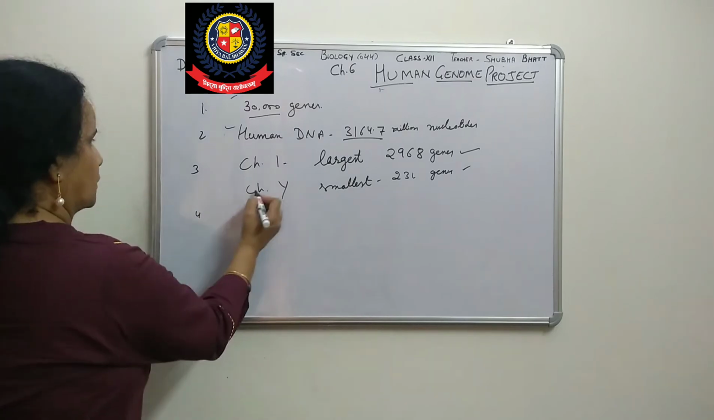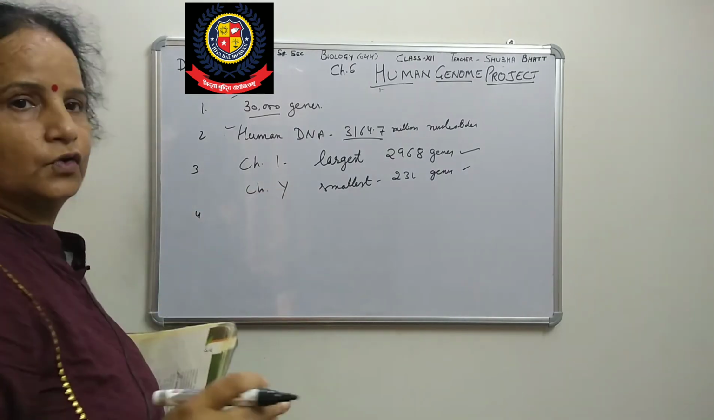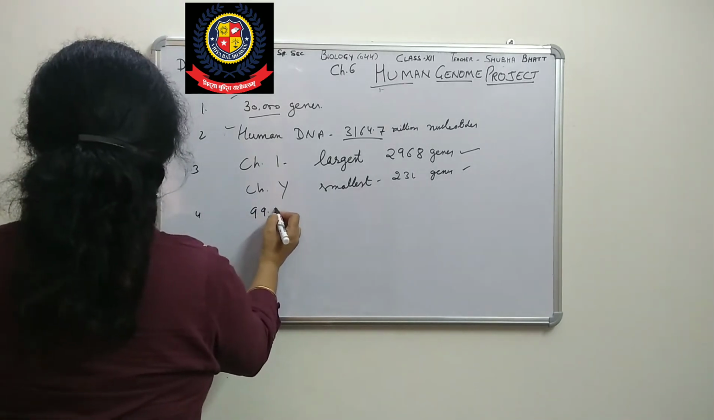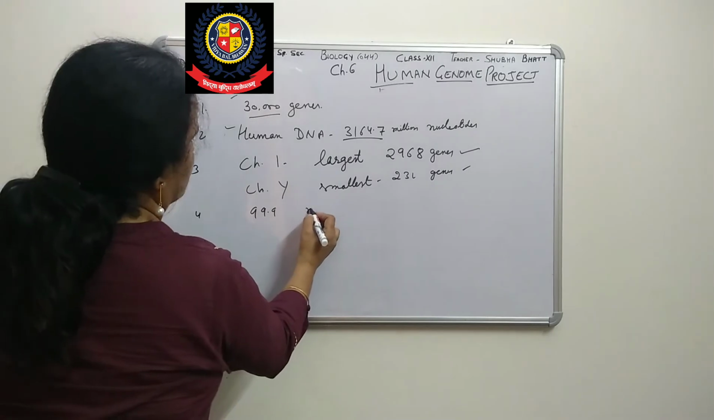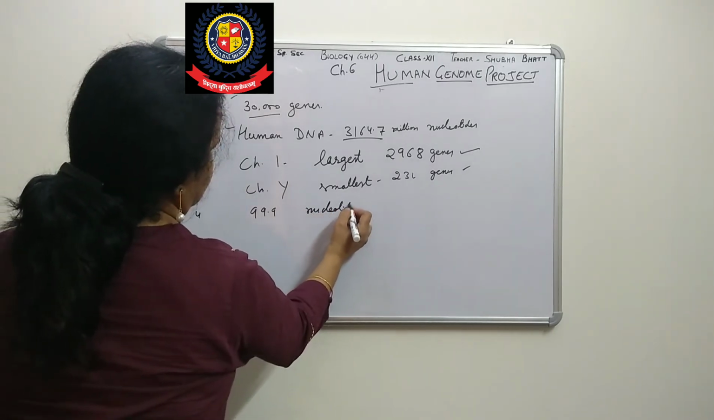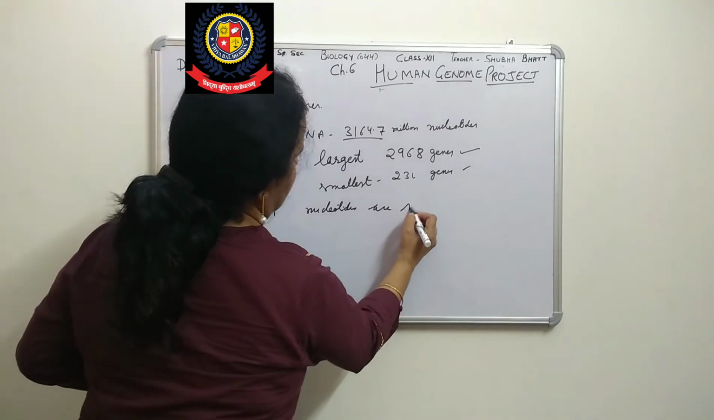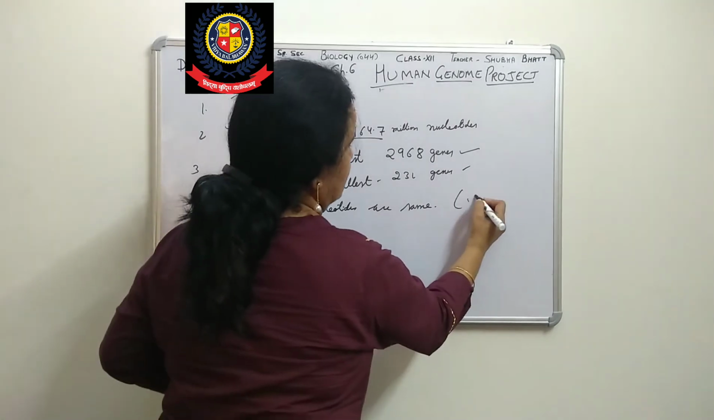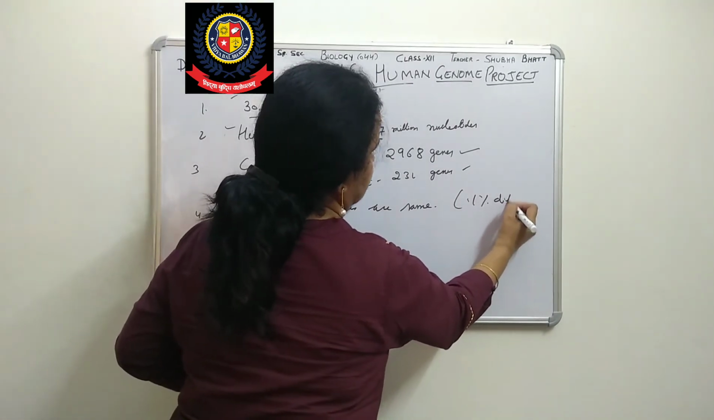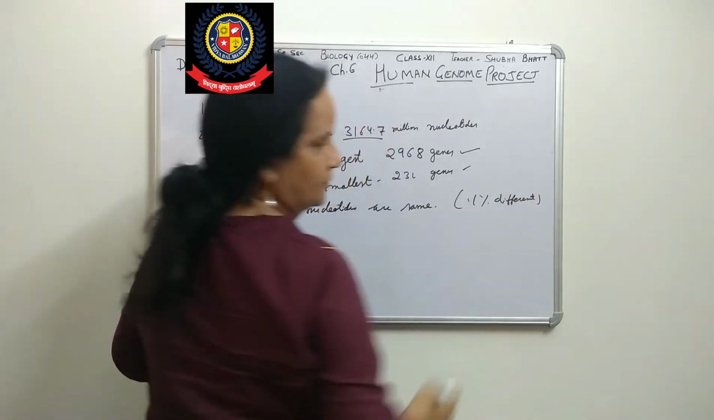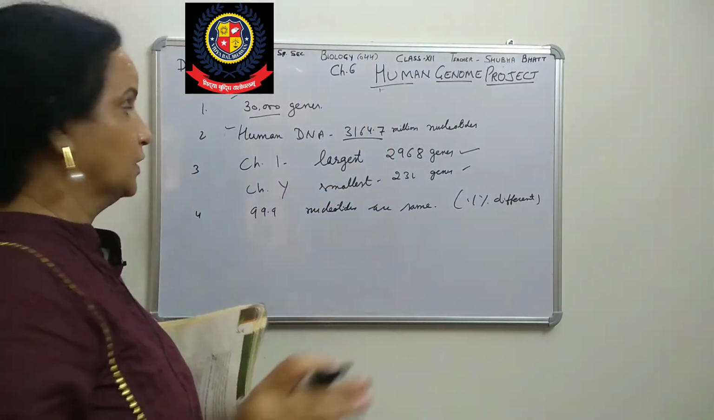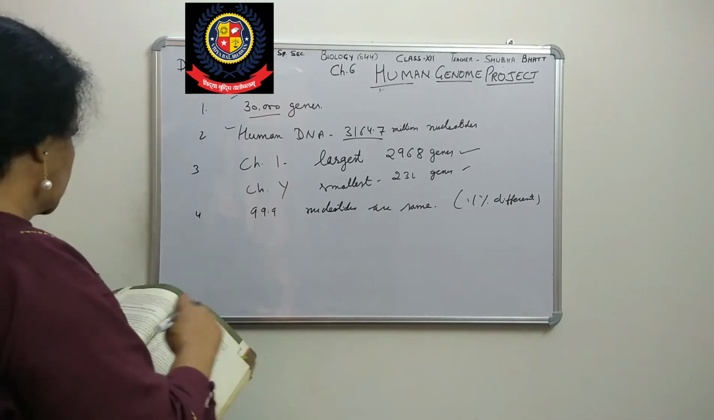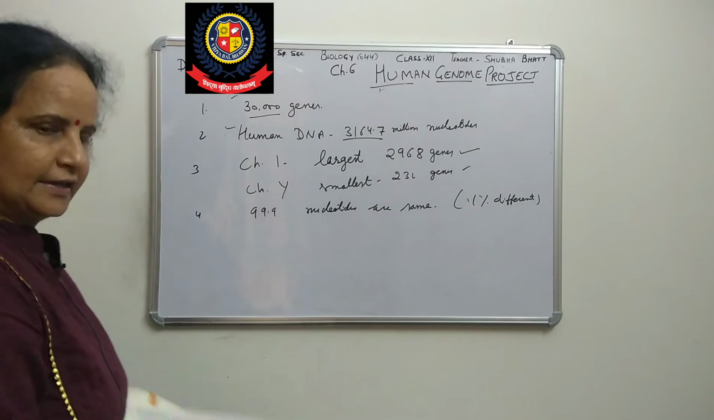Now the next information: 99.9% of the bases, the nucleotides, are the same. The only difference is 0.1%. So all of us are the same. 99.9% of all nucleotides are the same in our genome or in our DNA, right? That is also written there, meaning they are exactly the same.